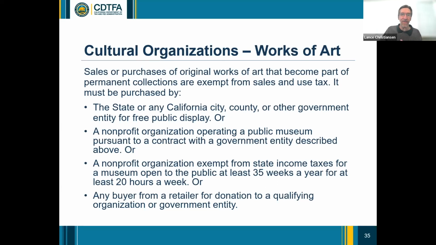So for the works of art that are going to hang in a museum, these are the rules. A state or a city or a county or other government entity is involved in the purchase of that or running the museum, or a nonprofit organization, like maybe yourself, operating a public museum that's linked in with that government, is making the purchase of the art, or a nonprofit organization that's exempt from state income tax for a museum that is open at least 35 weeks a year for at least 20 hours a week. Sounds like a full-time museum, in other words. Or any buyer from a retailer who is making a purchase of that and donating it for the hanging. All those are instances where there would be no tax on that particular piece of artwork. So that can be helpful if you're a cultural organization or museum.